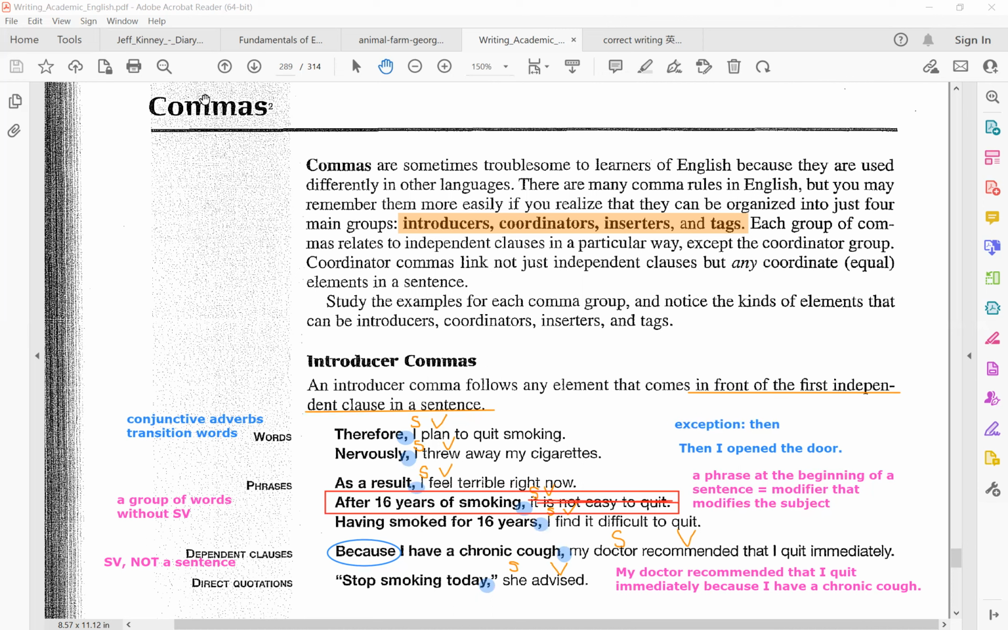That is it for our introducer comma. So we use it whenever we have a word, a phrase, a dependent clause, or a direct quotation before our independent clause.